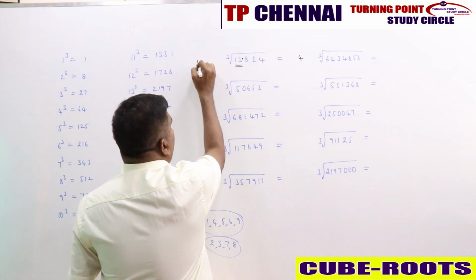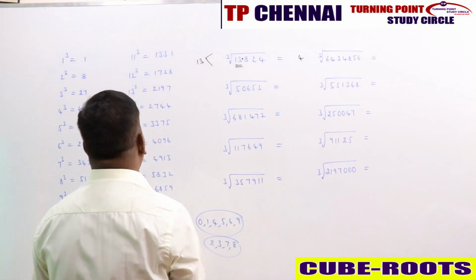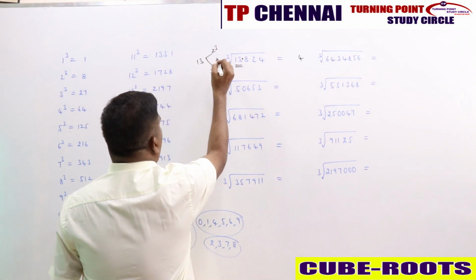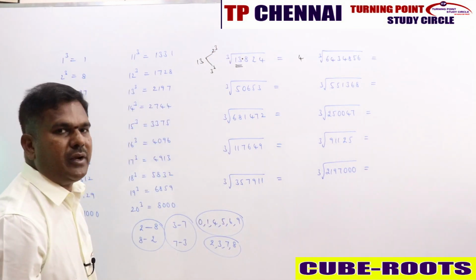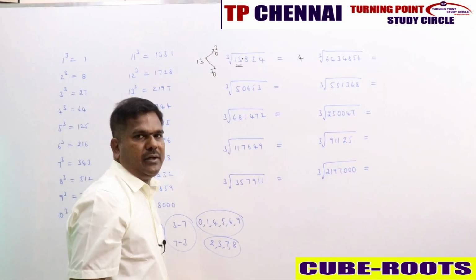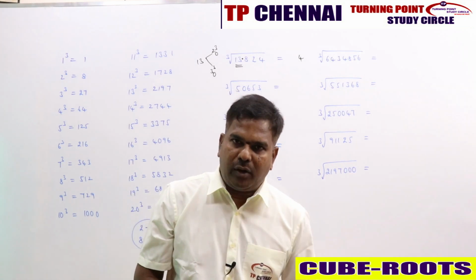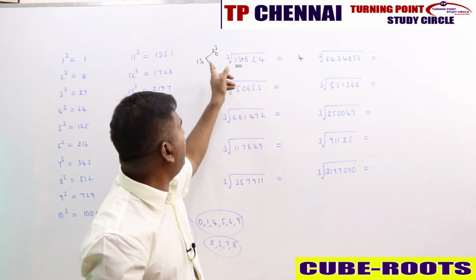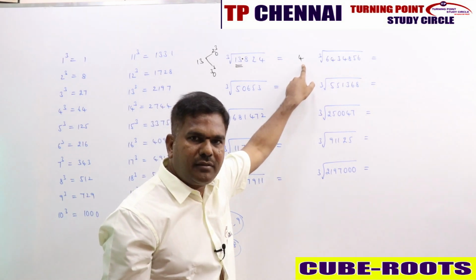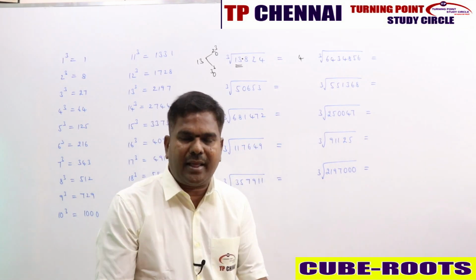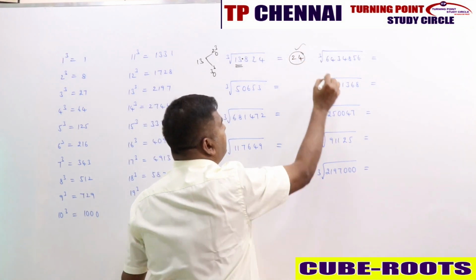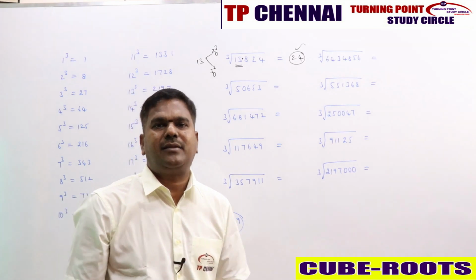Take 13. 13 is lying between which two cubes? 2 cube and 3 cube. 2 cube is 8, 3 cube is 27. The meaning of that is the cube root is lying between 20 and 30. In addition, the number must be ending with a 4. Between 20 and 30, which number is ending with a 4? None other than 24 only. So the cube root is 24. Answer is 24. That's it, as simple as it is.